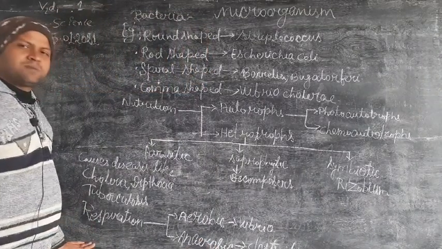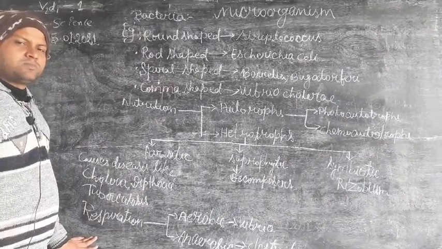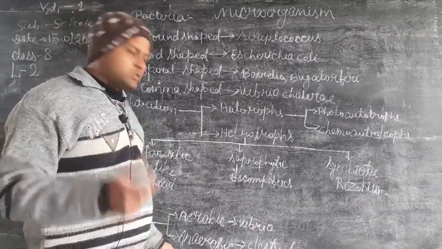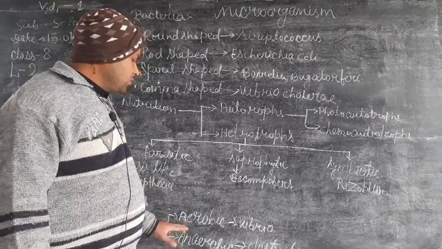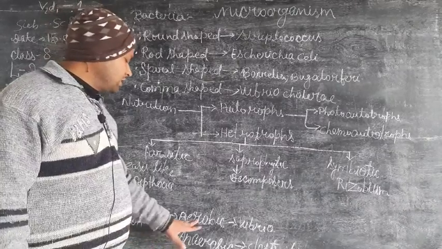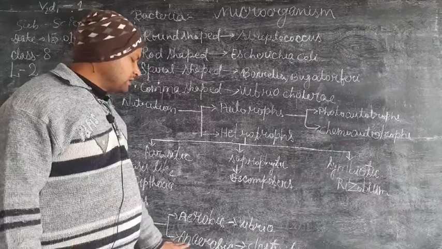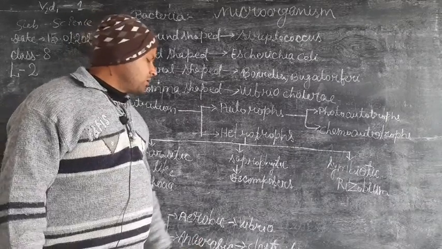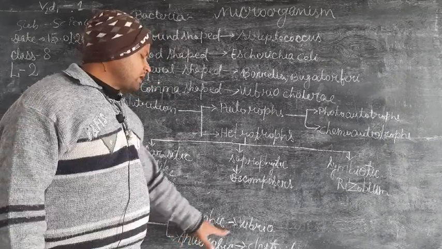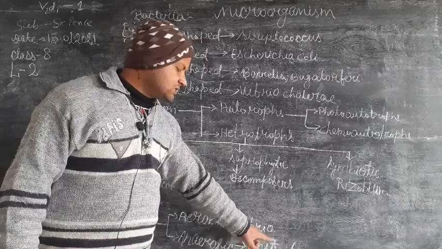Now the respiration of bacteria: how does it respire? It respires in the presence of oxygen and without oxygen. If it respires with oxygen, it is called aerobic, and if it respires without oxygen, it is called anaerobic. Examples: aerobic bacteria is Vibrio, and anaerobic bacteria is Clostridium.